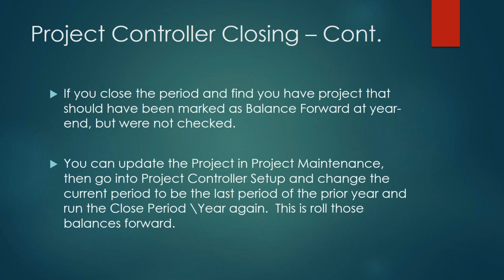Now, if you close the period and you find that you have projects that should have been marked as balance forward at year end and they weren't checked, that's okay. We can still fix that. Just go into the projects, check the box, then go into Project Controller Setup and change the period back to 12 of 2017 and save it. Then you would run the close year process again, and it will go out there and pick up those projects and create those balances and roll them forward for you.